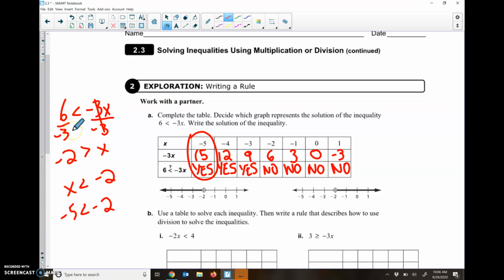So do not forget, only when you multiply or divide by a negative, you have to flip your sign. If it's a less than sign, it flips to a greater than sign. If it's a greater than sign, it flips to a less than sign. And this is why. The math does not work out if you don't flip your sign. It ends up being actually the exact opposite of what you need it to be. All right, let's look at some more examples.